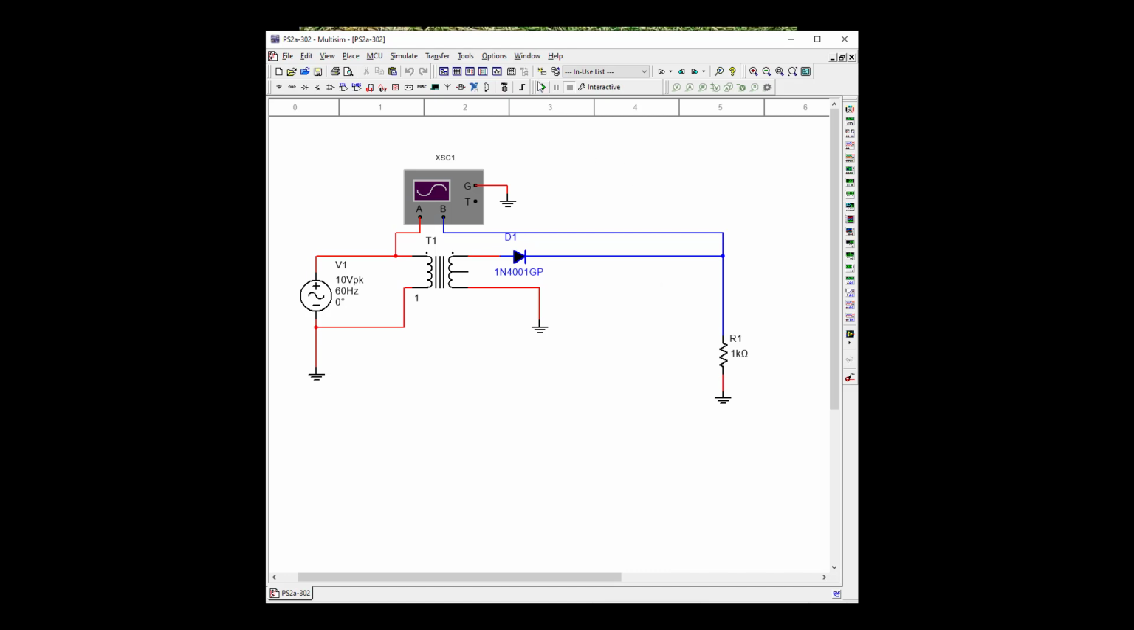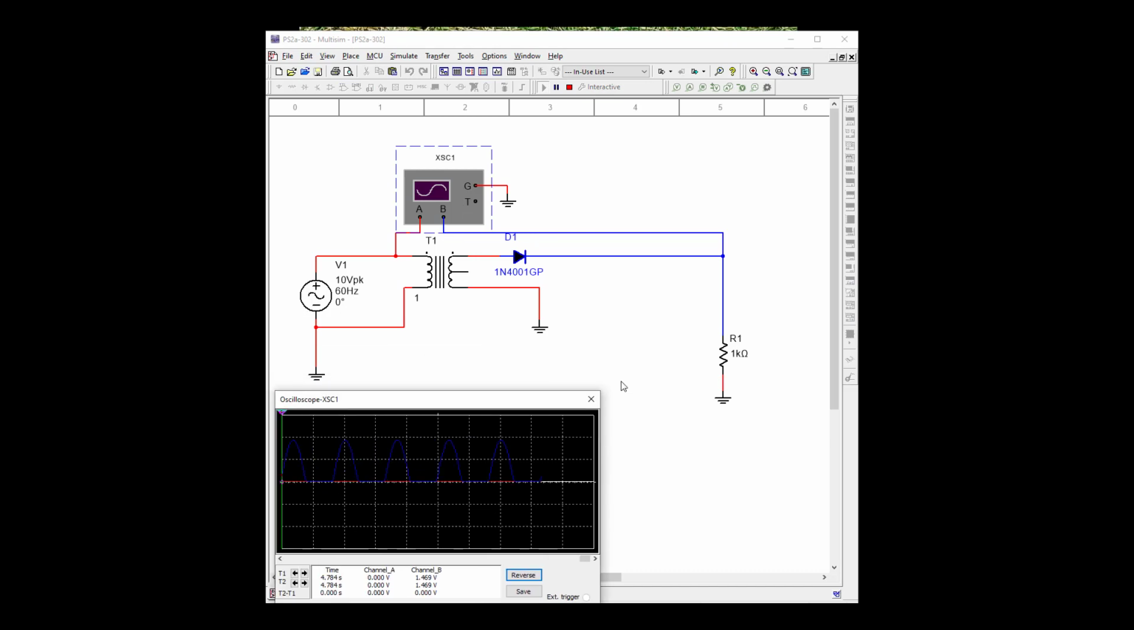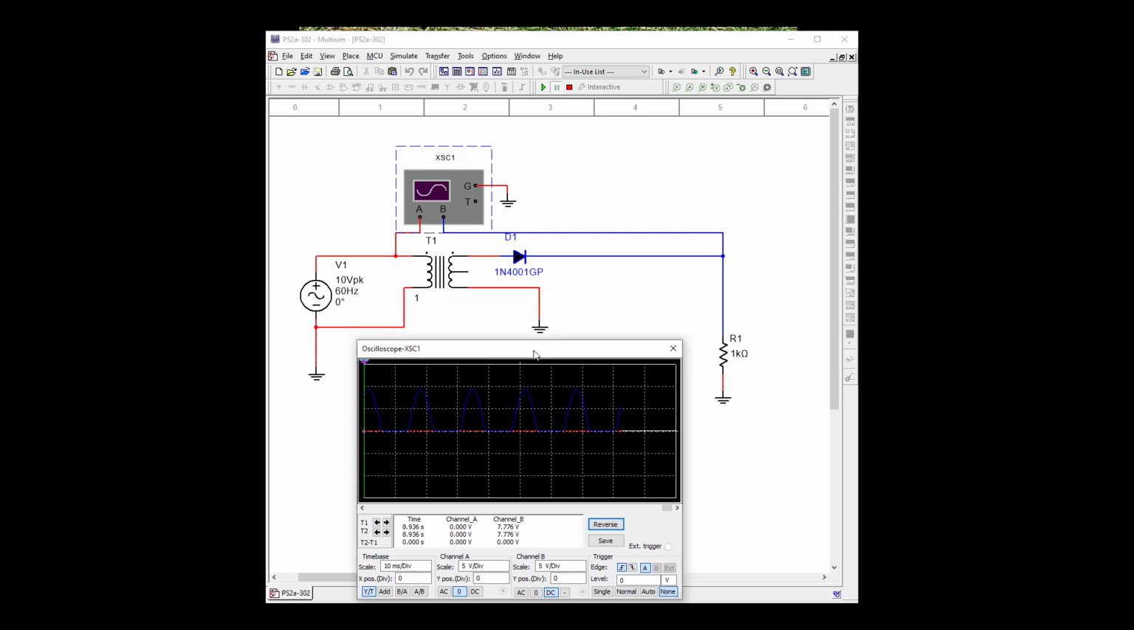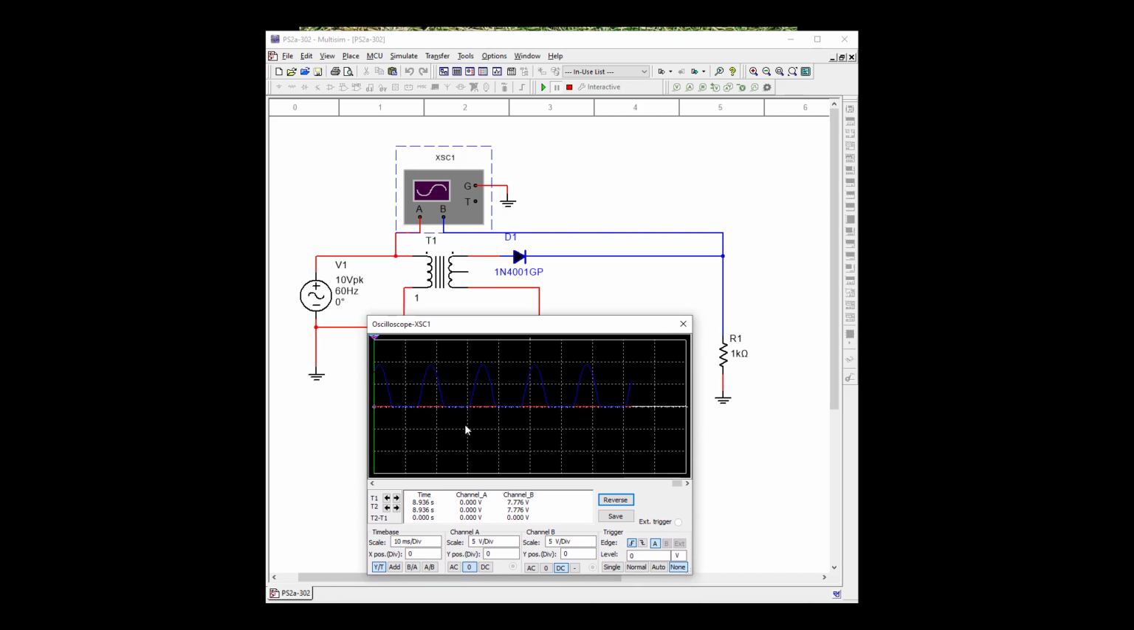So let's go ahead and start it and open up our oscilloscope, and let's pause it. Never pauses when I want it to. Good. So what we have is our AC sine.